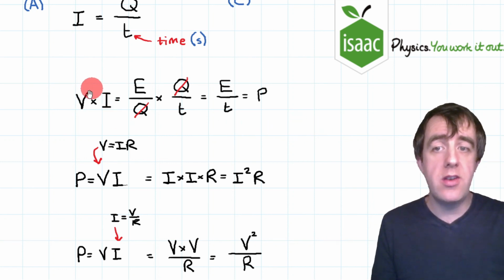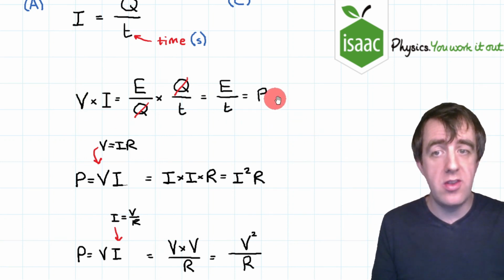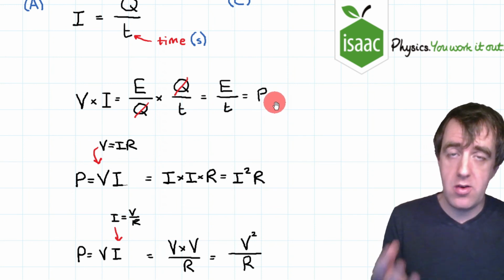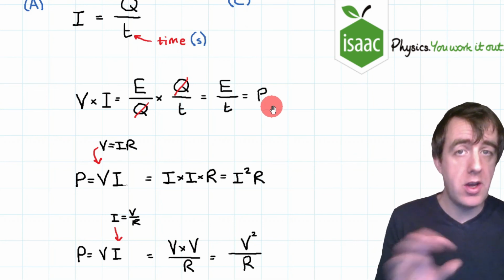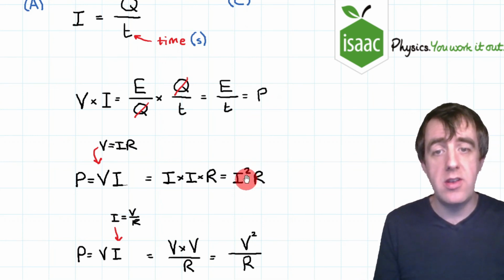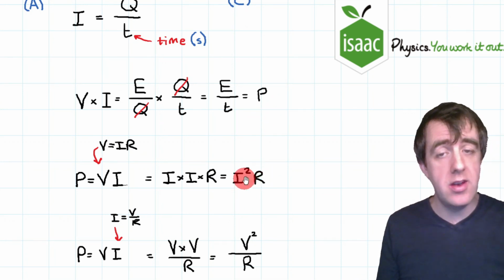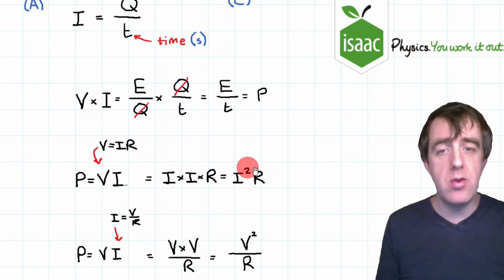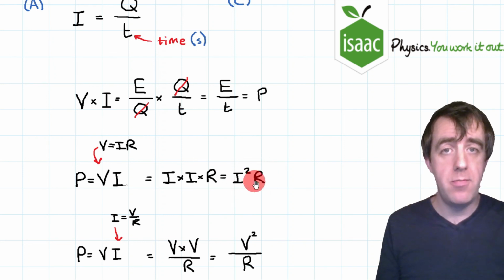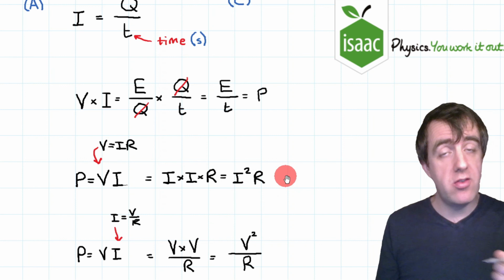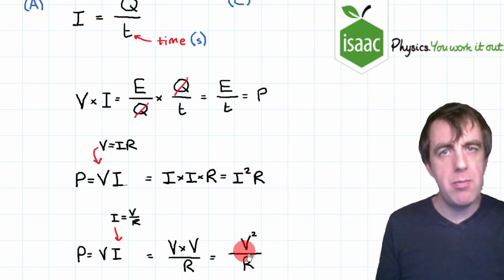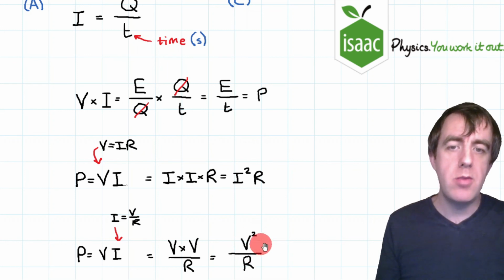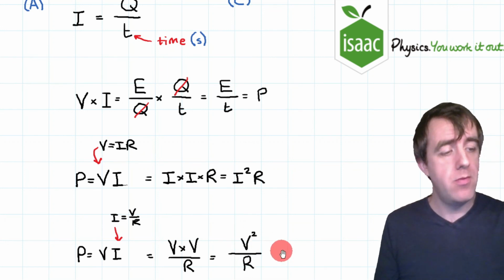If I know the current and the potential difference, I can use this first expression. Current multiplied by potential difference is electrical power. If I know the current and the resistance of a component, I can work out the power that is dissipated in that component by using I squared R. And if I know the potential difference across a component and its resistance, I can work out the power dissipated in that component by using V squared over R.